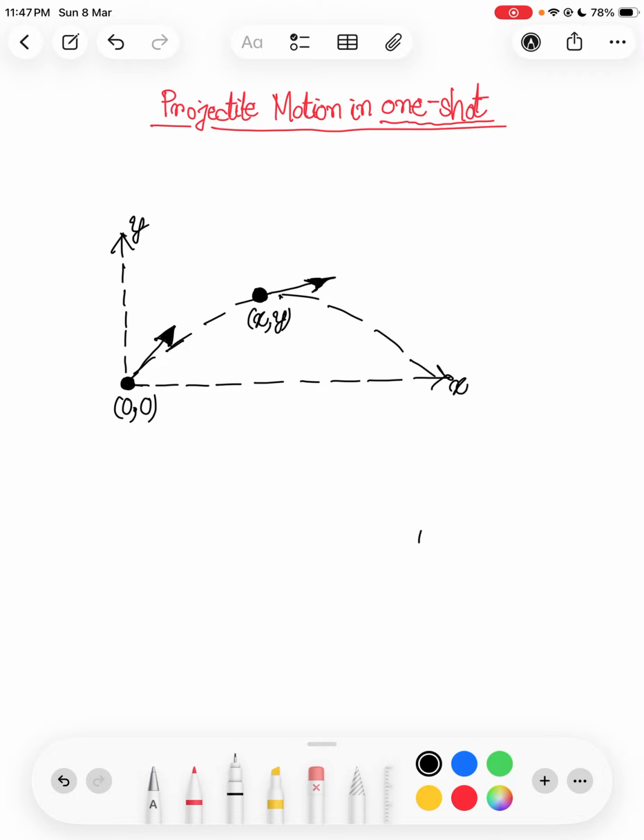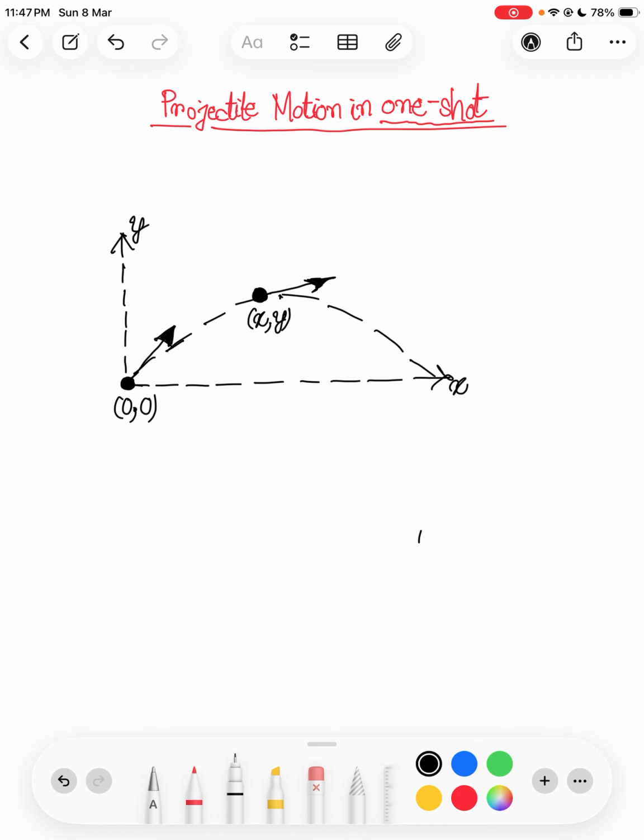And if we say formally, then a projectile is an object projected into the air with some initial velocity, and thereafter it moves only under the influence of gravity. So that is the formal definition of a projectile.